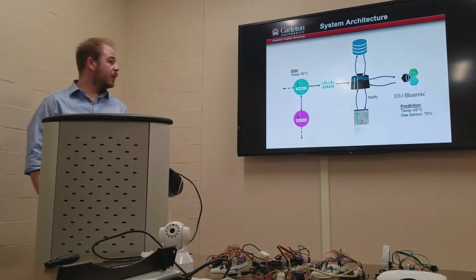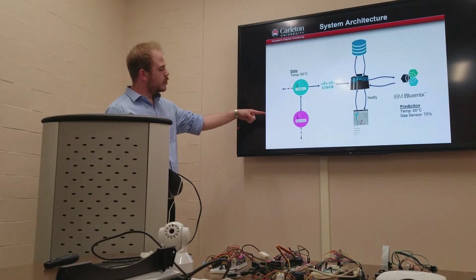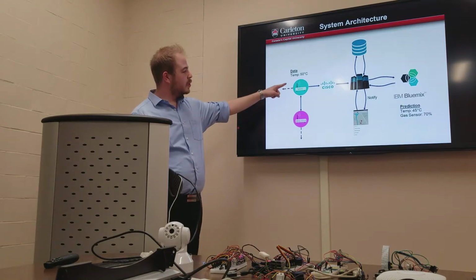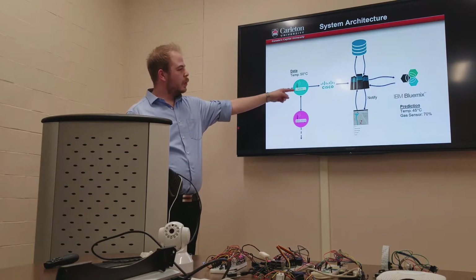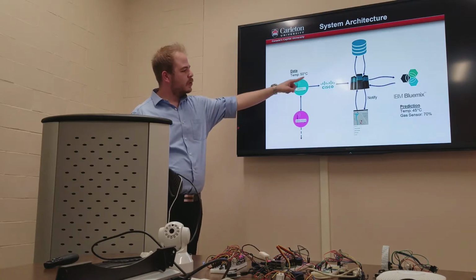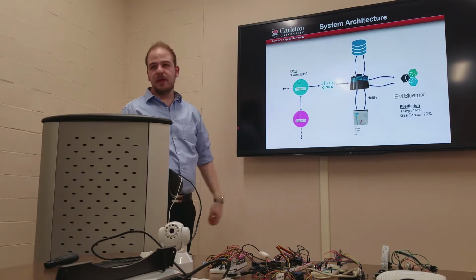So this is basically the architecture for our system. We have two types of nodes. We have the Zigbee nodes and the Wi-Fi nodes. The Wi-Fi nodes connect directly to a router, and then the Wi-Fi nodes send data from that router to the server. Then we have the database on that server, the app connects to the server, and Bluemix connects to that server as well.